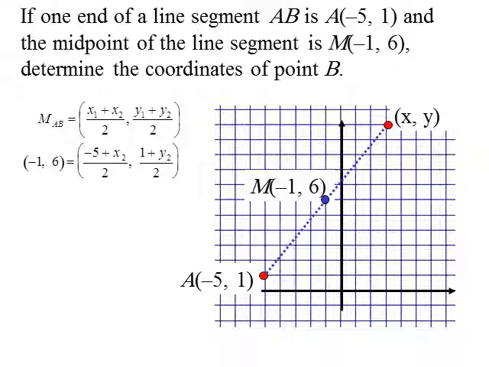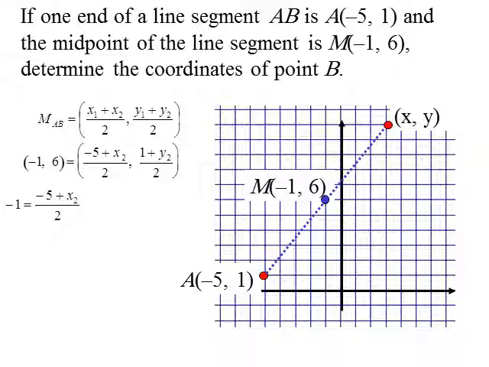That means -5 plus x2 over 2, 1 plus y2 over 2. And the midpoint finally is (-1, 6). So (-1, 6) equals the ordered pair (-5 plus x2 over 2, 1 plus y2 over 2). I have two equal ordered pairs, that means the x coordinate equals the x coordinate, and the y coordinate of the first equals the y coordinate of the second. That means -1 equals -5 plus x2 over 2.